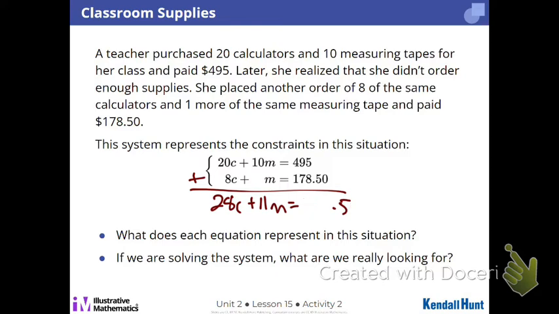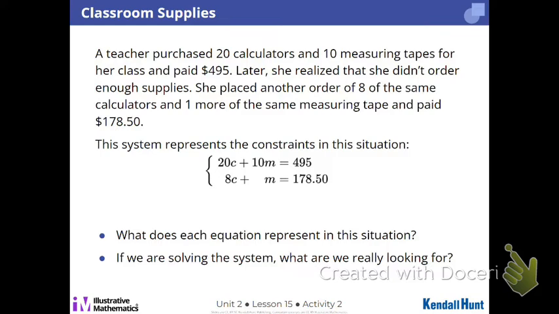Elliot says let's subtract them. So 12C plus 9M equals 317.50. All right. I have 2 variables. How many answers? Infinite. So if I want a solution, how many variables do I need to leave myself with to get one variable?